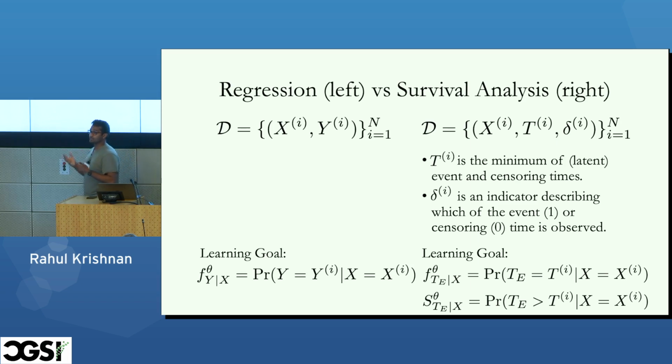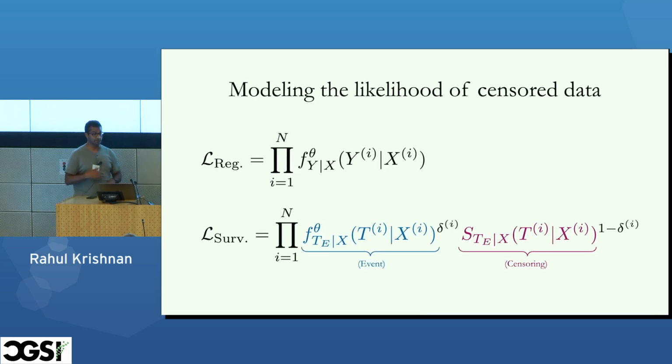And the learning goal changes slightly. For the set of patients that we do observe, we still want to maximize the likelihood of observing the event under the model, which is this first function F that you see here. But for the second group, for those who are censored, we work with what is known as the survival function. And the survival function is simply the probability that the event occurred after the last observed time point. So survival analysis really is about learning with these 3 sets of information rather than the 2 that you traditionally get.